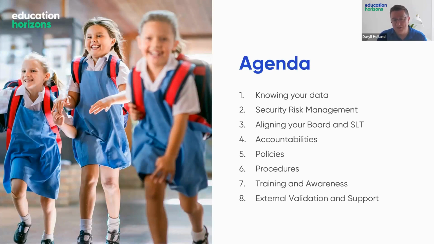There are 8 different disciplines that we've identified as essential to getting your information security approach in shape. We start with the nitty-gritty, which is understanding exactly what data you're trying to protect. We then look at identifying and rating your information security risks so that you can prioritize your work. And from this foundation, we'll look at aligning your governing authority and school leadership team behind your mission. Then we'll look at building the right accountabilities, policies, and procedures for ongoing information security. And finally, we explore training for your teams alongside the role of external support and validation to keep your work moving forwards.